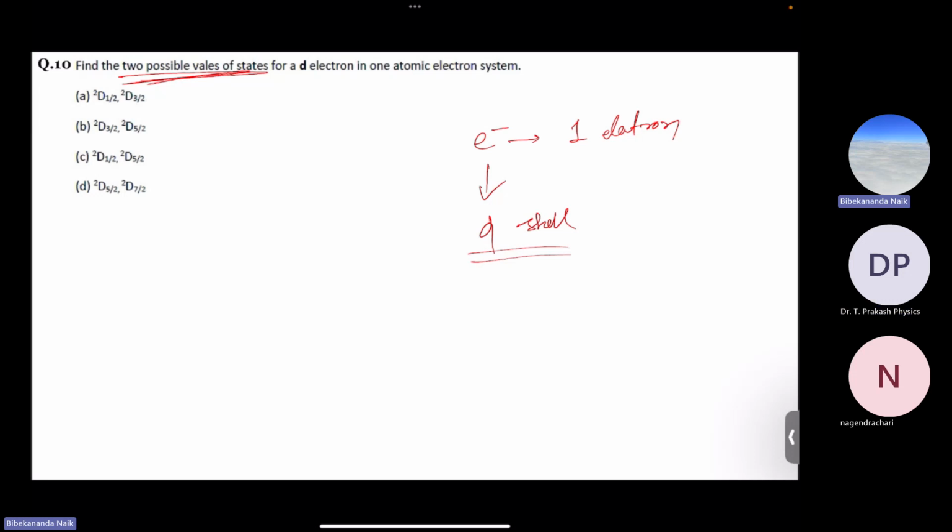Option B, sir. Once again, option B, sir. Yes, option B is correct. So how can we calculate?